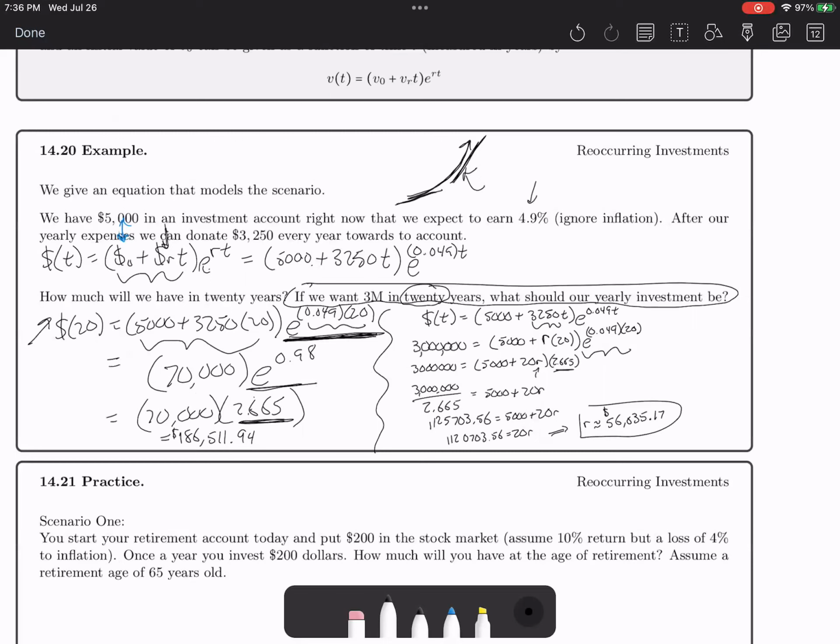Okay, so if you want $3 million in 20 years, that's probably unrealistic, right? You can't put $56,000 towards your account every single year. So you've got a couple different options. You could try to change that 3 million. Maybe you could get away with 2.5 million in retirement. Or if you start earlier, instead of 20 years, you can maybe invest over 40 years, and it'll be a lot easier to hit that 3 million. You probably won't have to invest $56,000 at all, probably nothing close to it.